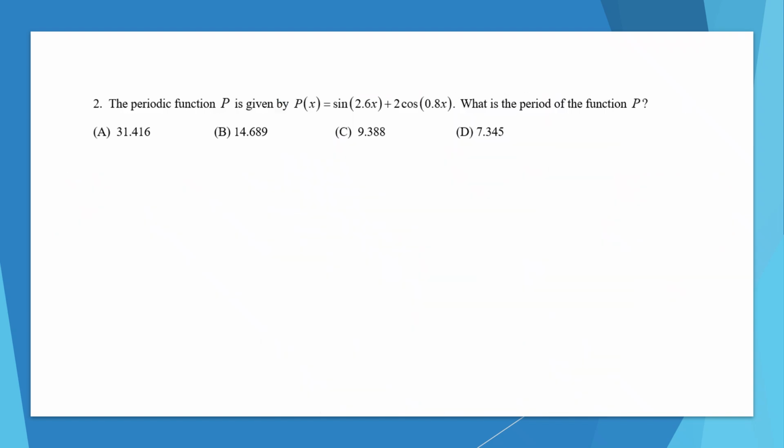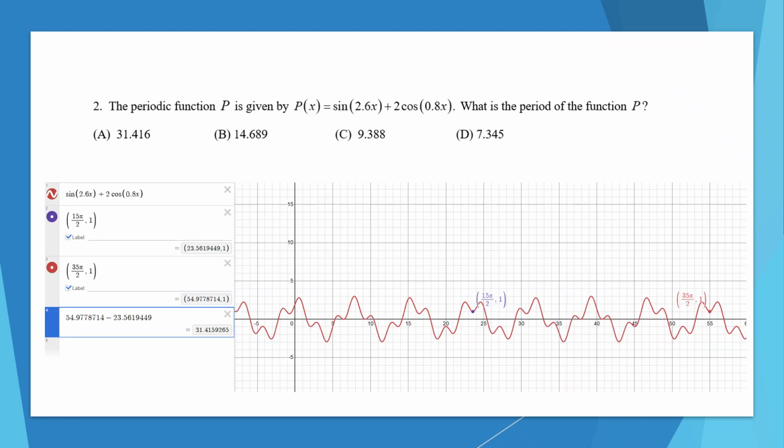to do so. All right, number 2, the periodic function p is given by sine 2.6x plus 2 cosine 0.8x. What is the period of the function p? And so this is what I have in Desmos. I actually just graphed the function. You could put p of x equals if you want. You don't need to. And then from this graph here, you really want to look for a key characteristic about the graph and look from x value to x value.